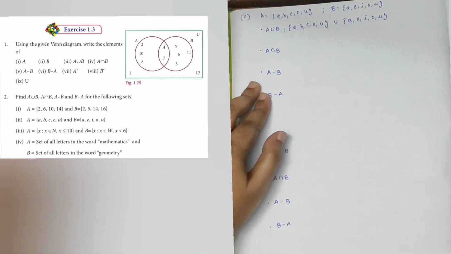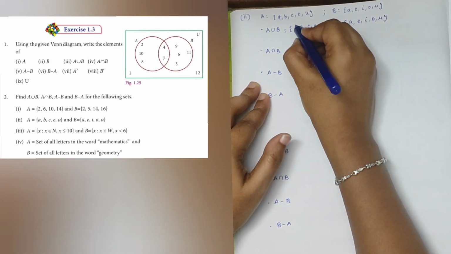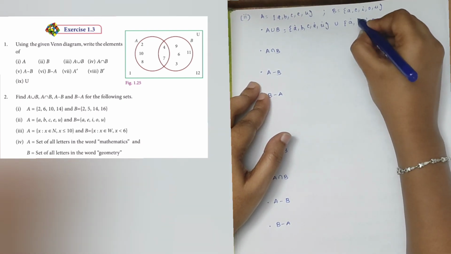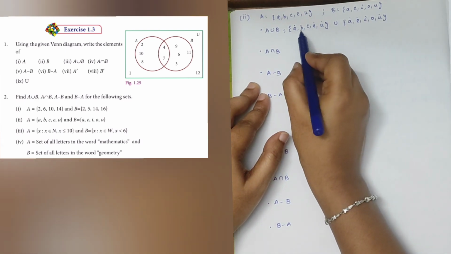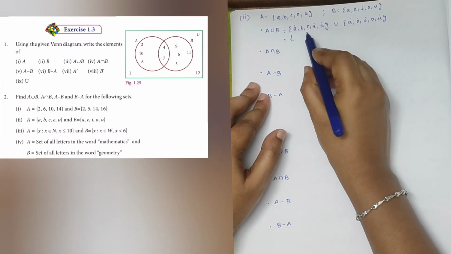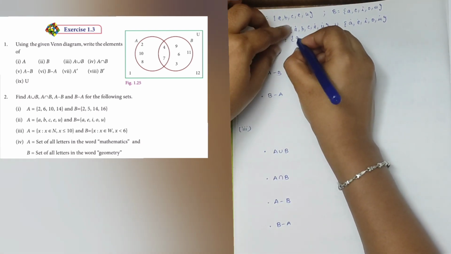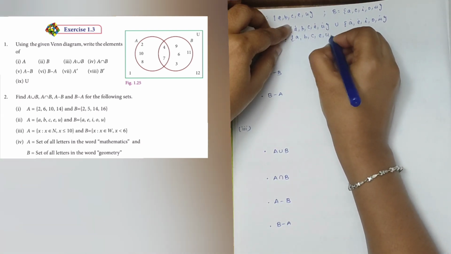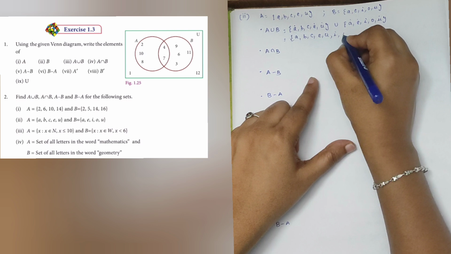Now mark the common elements A, E, U. A, E, U are common. Now list out all the elements from A and B. Don't repeat the common elements. You can list them only once. So A, B, C, E, U and I, O.